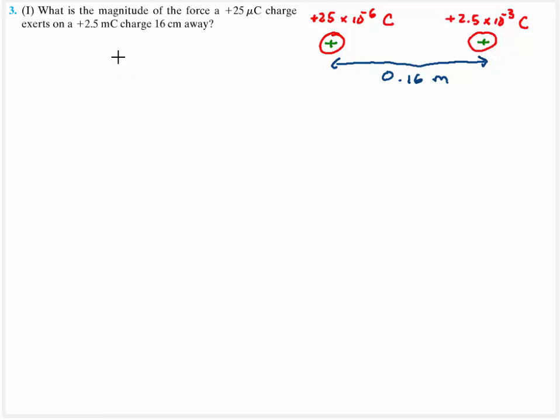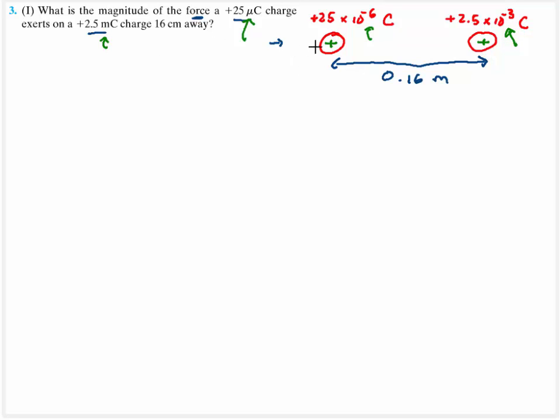Okay, some solved problems for Chapter 16. We're looking for a force between two positive charges. I've gone ahead and drawn the picture out. One thing to be careful of is here we have a microcoulomb, so times 10 to the minus 6 coulombs. Here we have a millicoulomb, times 10 to the minus 3 coulombs.